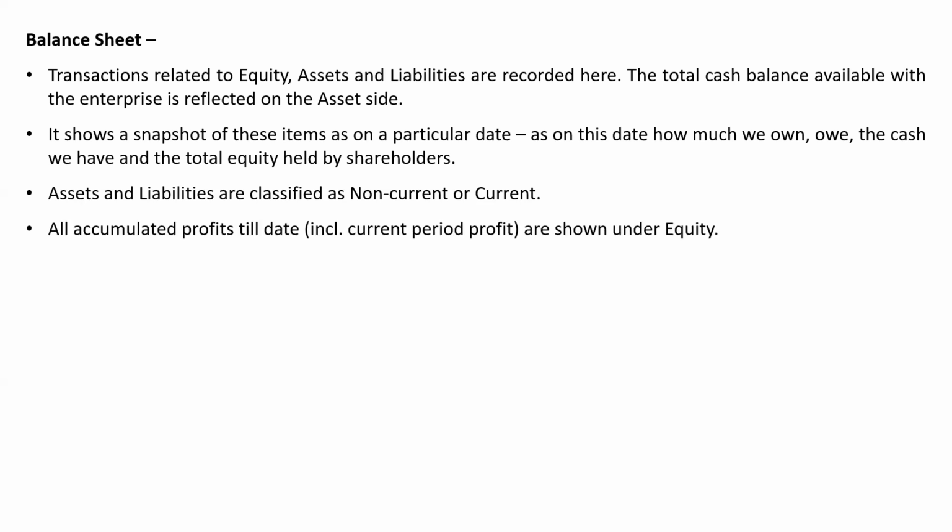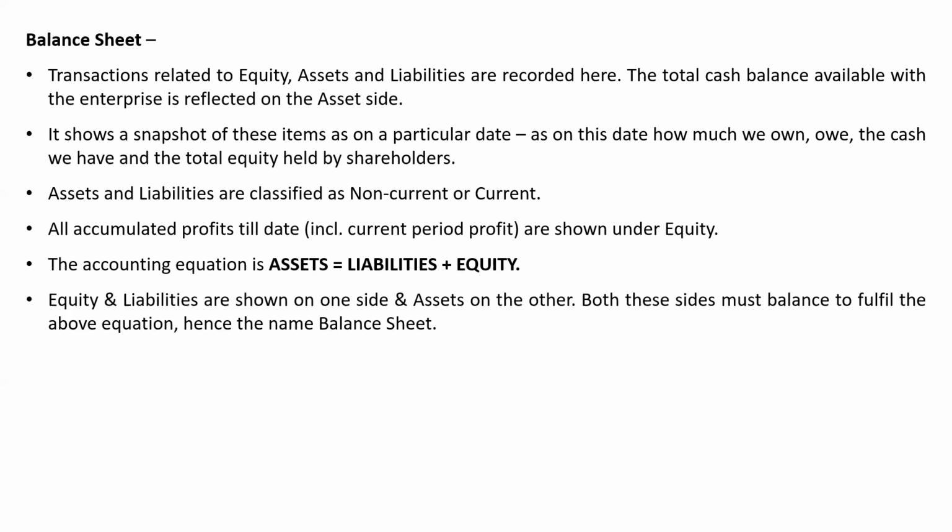It is also worth noting that all profits accumulated over the years, including the current period profit, are reported in the equity section. The pulse of the balance sheet is the accounting equation. Assets is equal to liabilities plus equity. That is why this sheet is called balance. On one side of the balance sheet, we list all the assets, and on the other side, we stack up the liabilities and the equity. If the two sides do not match, there is a discrepancy in the accounting records which requires immediate investigation and correction.